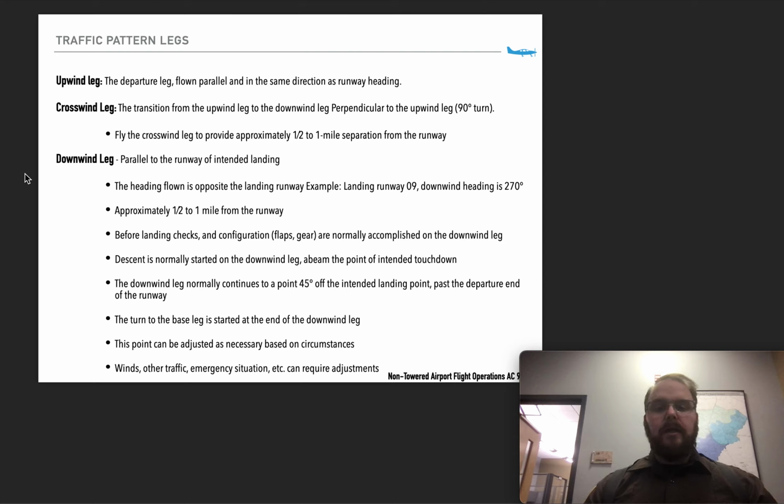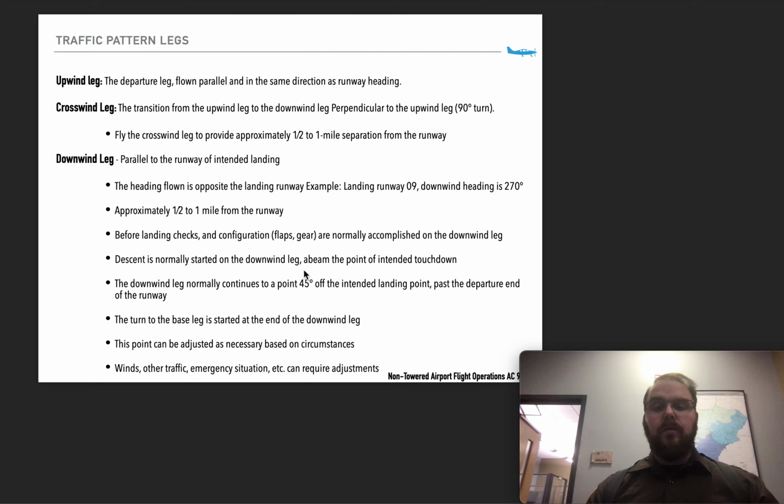So the traffic pattern legs. You have the upwind leg, which is the departure leg. You have the crosswind leg, which is 90 degrees perpendicular to the upwind. You have the downwind leg, which is parallel to the upwind leg, but flying the opposite direction, and is approximately half mile from the runway. This is where you do all your before landing checks, your flaps, your gear, your slow down. This all happens in the downwind leg.